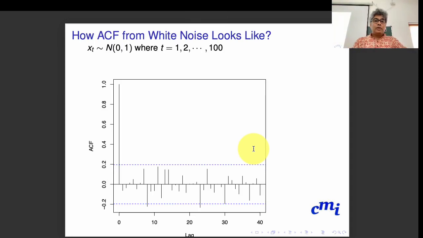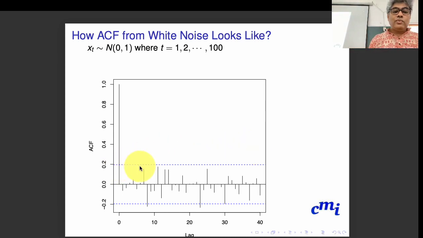So now what I have done is, to see how the ACF of white noise looks like, I simulated 100 xt from normal 0, 1. Now 1 by square root of n, n is 100, so square root of 100 is 10, so 1 by 10 is 0.1, 2 times 0.1 is 0.2.